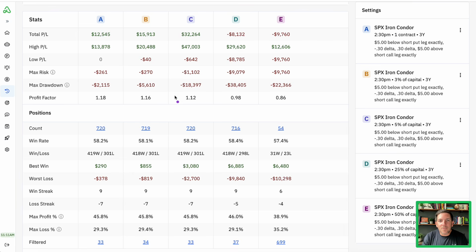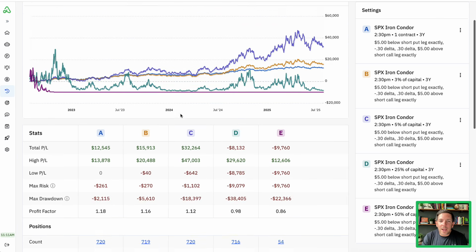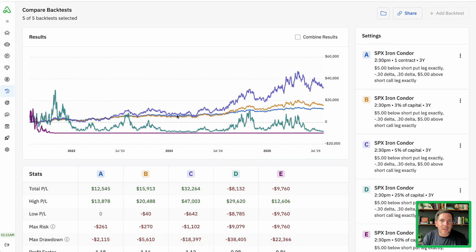The thing that you're going to have to be concerned about is things like this, where you have these big drawdowns, right? So your worst loss here was 2,700. Your biggest drawdown was 18,000. So now you've got to start to ask yourself, can I mentally go through that? Can I withstand that type of market environment?